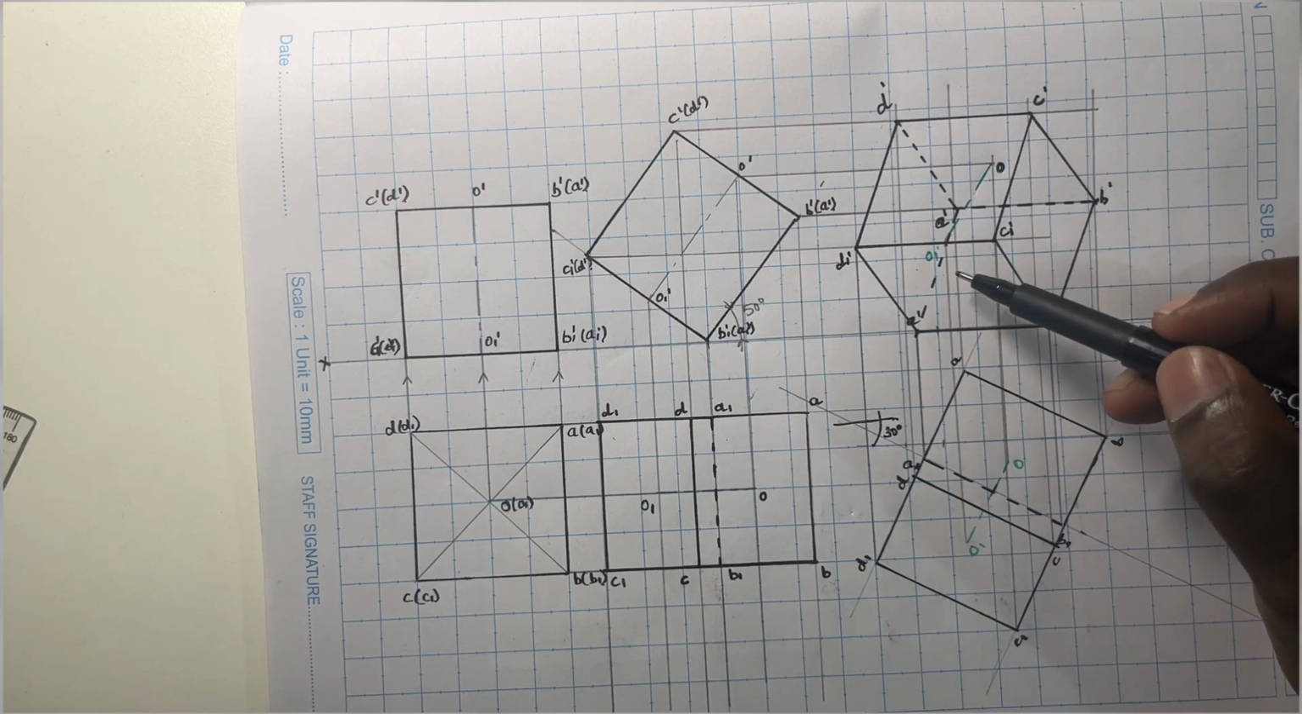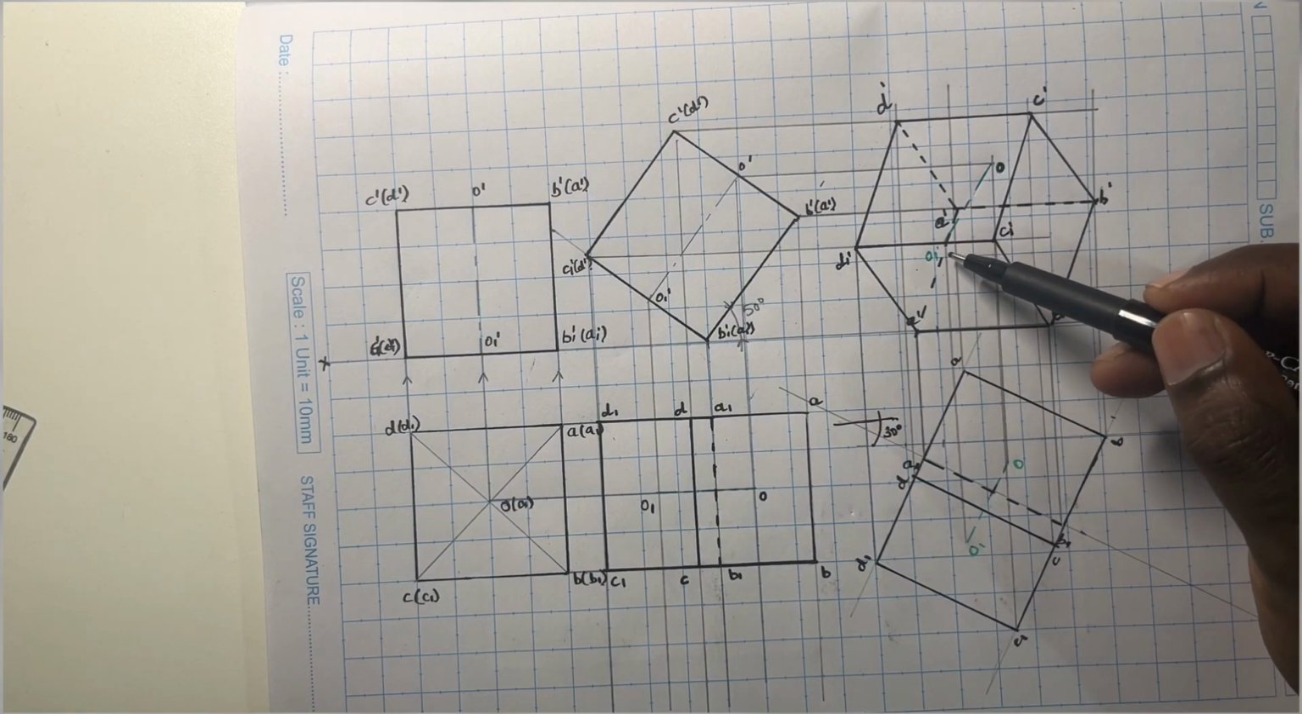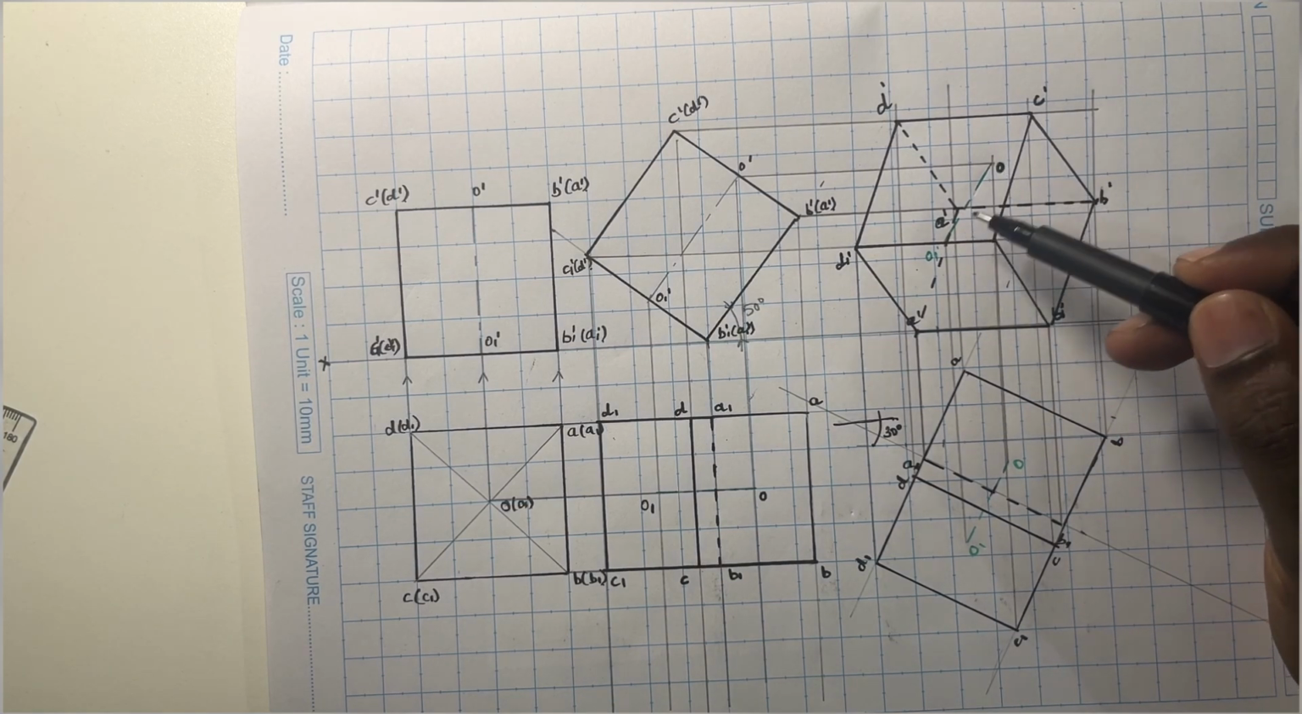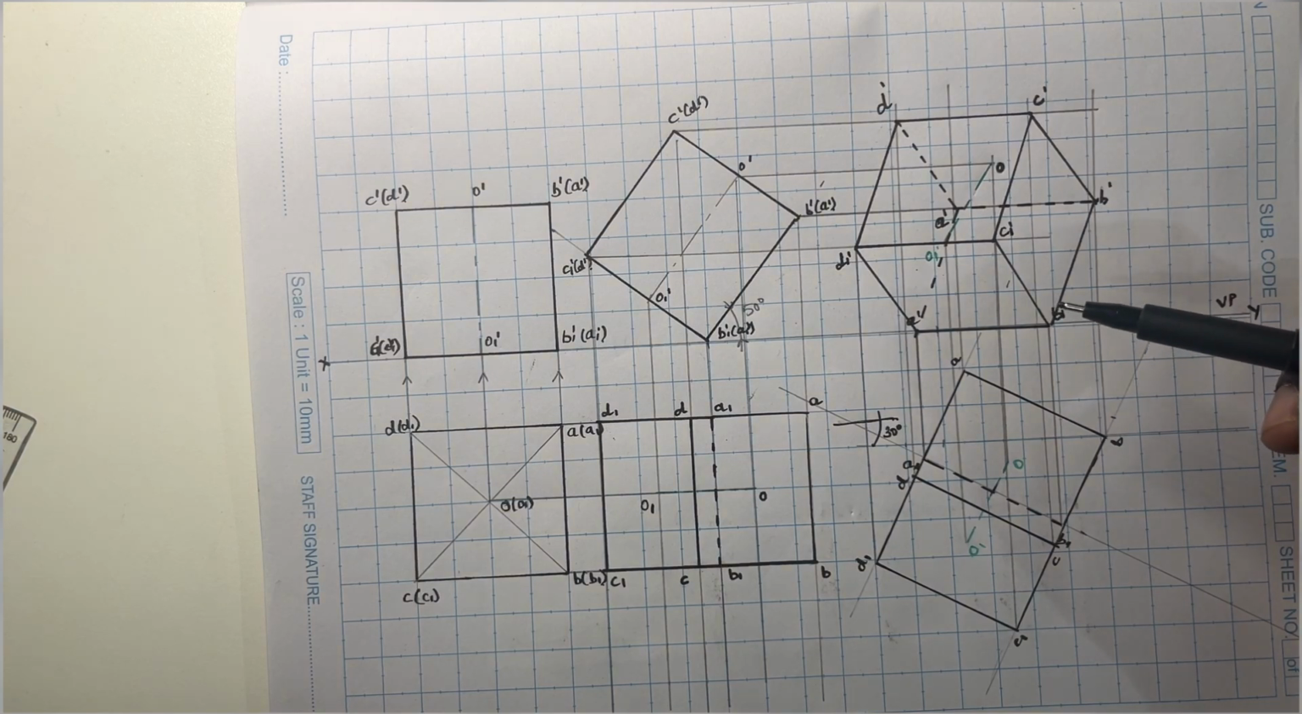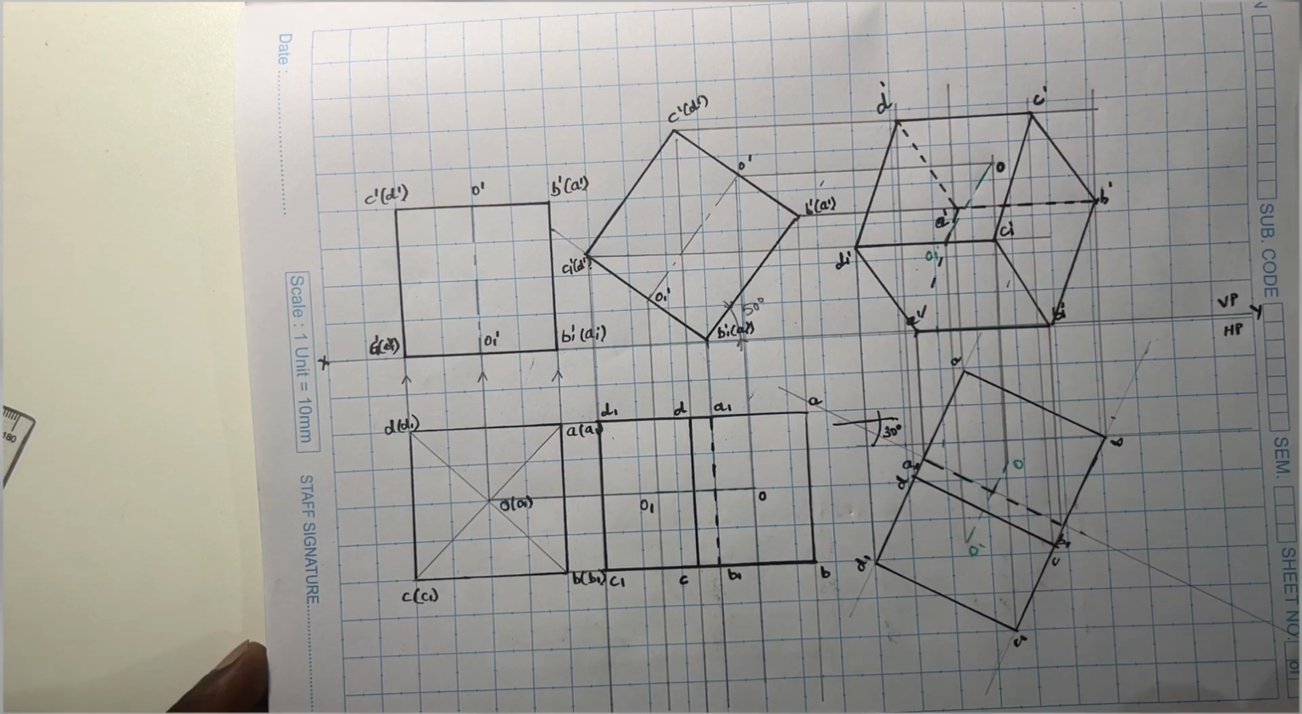So the length of the axis is shown here, that is O to O1 dash, and that will be equal to 2.5 centimeters or 25 mm. So with this, we complete the problem.